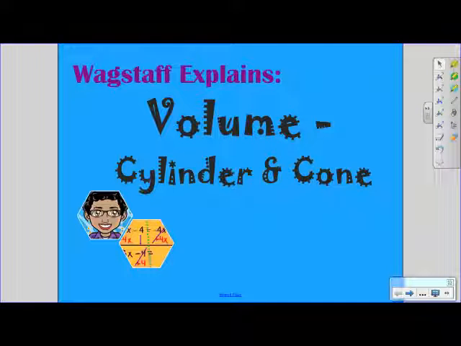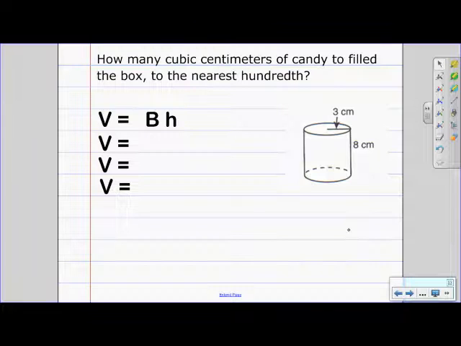Today's topic, volume of cylinder and cone. Let's take a look at our first question. How many cubic centimeters of candy to fill the box to the nearest hundredth? So let's label our dimensions first. So we have the height of our cylinder, and we also have the radius.